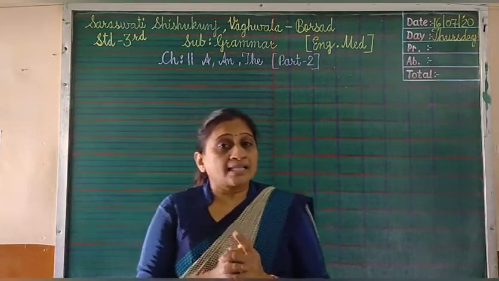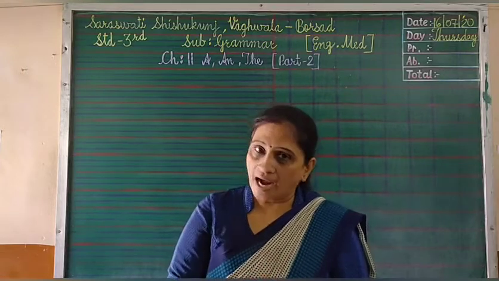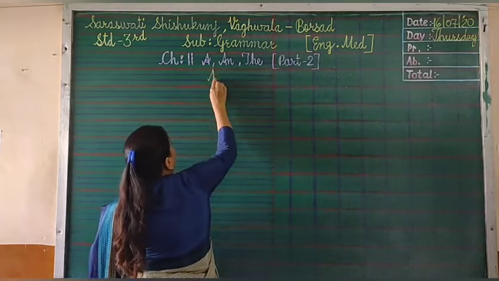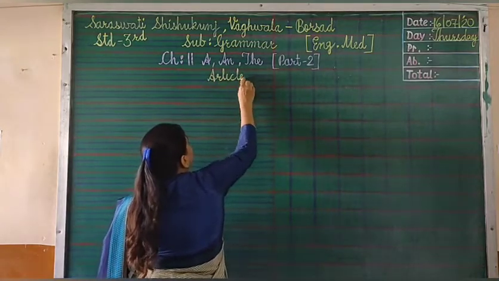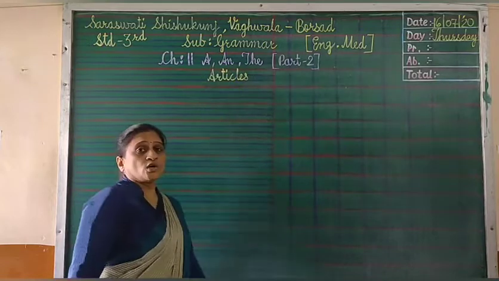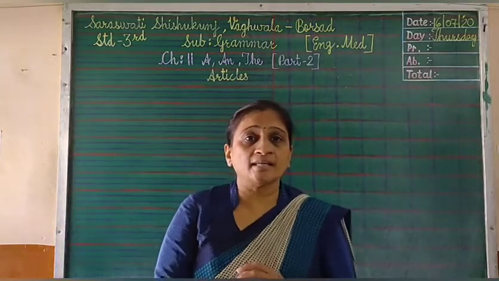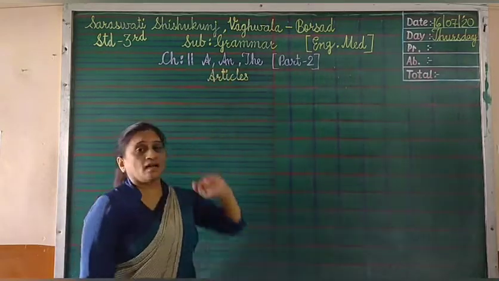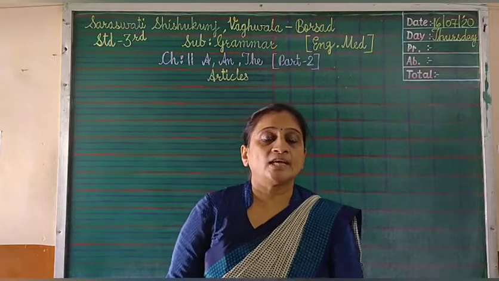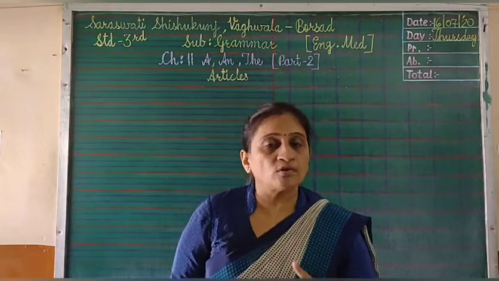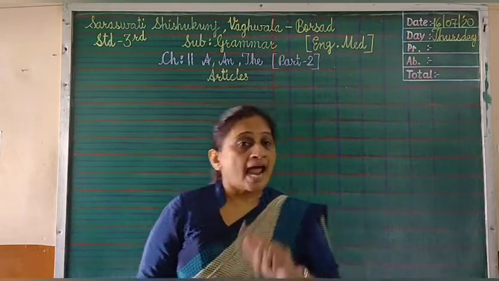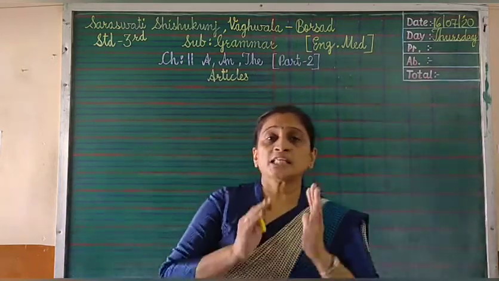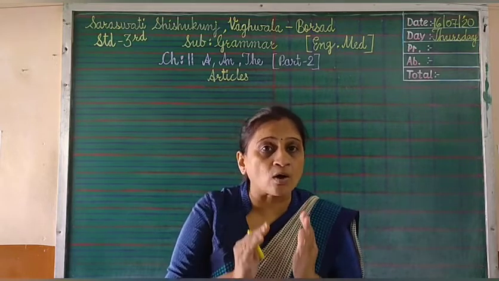These are articles. A and the are articles, right? So when can we use articles? A and an articles we can use before singular nouns, right? And we can use the article the before specific nouns, the particular noun.